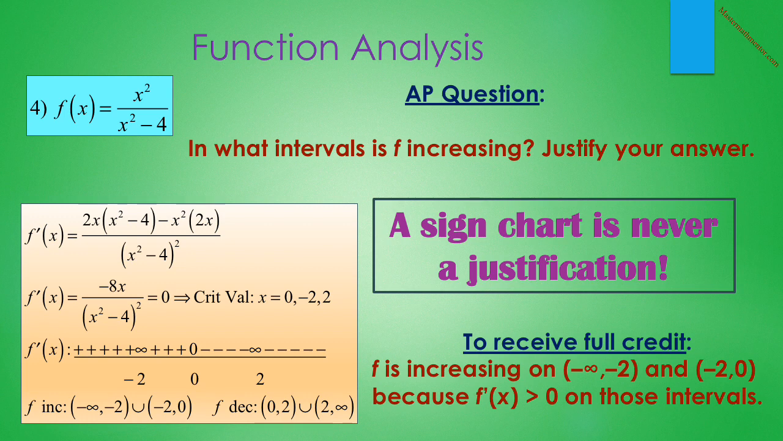So to receive full credit, this is what you must write. F is increasing on the intervals negative infinity to negative 2 and negative 2 to 0 because f prime of x is greater than 0 on those intervals. You are simply stating exactly what the sign chart states. However, you are doing it in sentence form. That is a justification. So do not just leave a sign chart. Do not make the readers interpret what you are trying to say. State it.